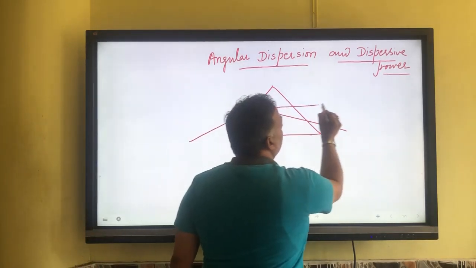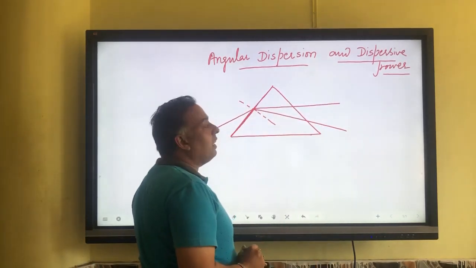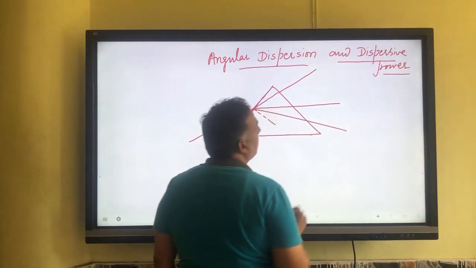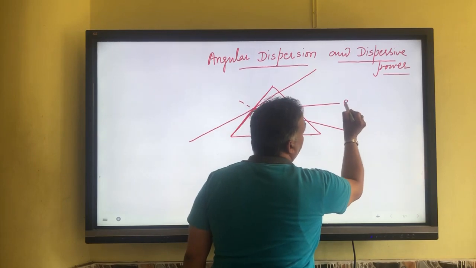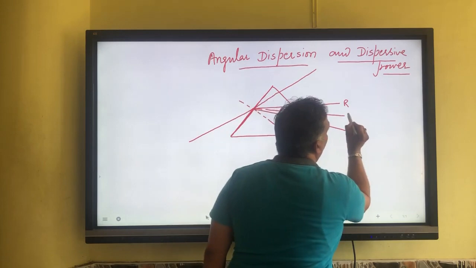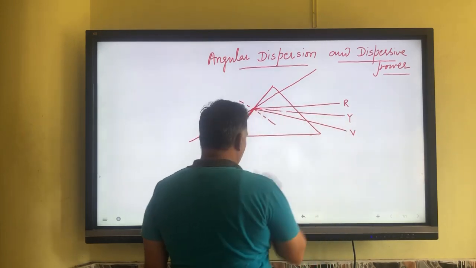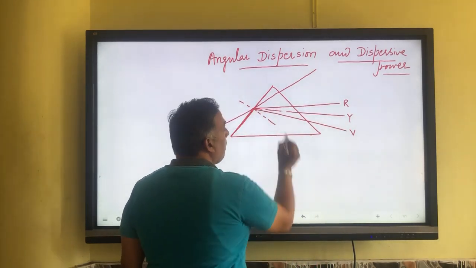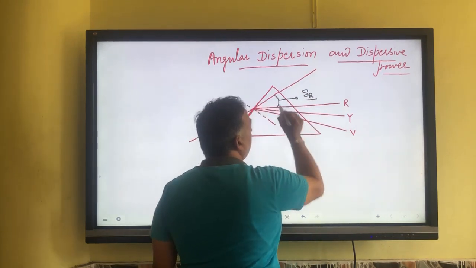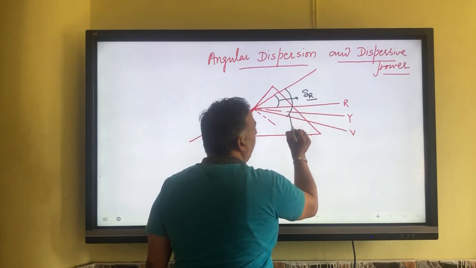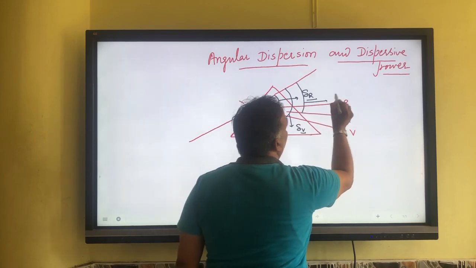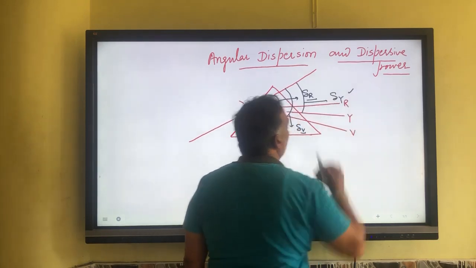Different colors have different deviations. Actually, it has to go in this direction. This is red, this is violet, and this is yellow. The angle of deviation for red is lesser, for violet is more, and then this is the angle of deviation for yellow.